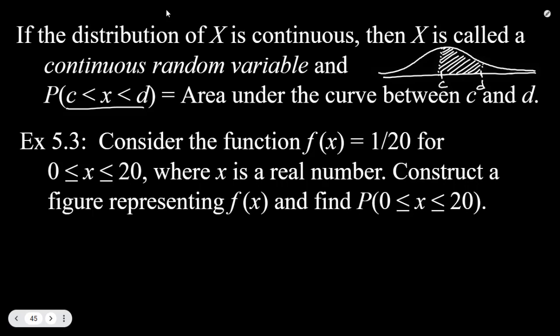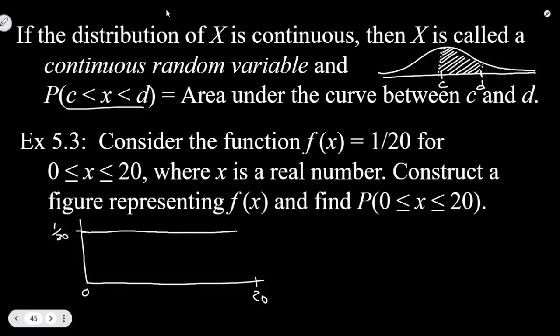So for example 5.3, let's consider the function f of x equals 1/20th for the values between 0 and 20. So this one is a pretty easy one to draw. Here's 0, here's 20, and 1/20th, if you think back to your algebra days, this is a constant. So I'm just going to put 1/20th here. And this function is always equal to 1/20th. And so if you think back to our types of graphs that we have, this is a uniform distribution. The probability is the same for everything, each individual value, where x is a real number.